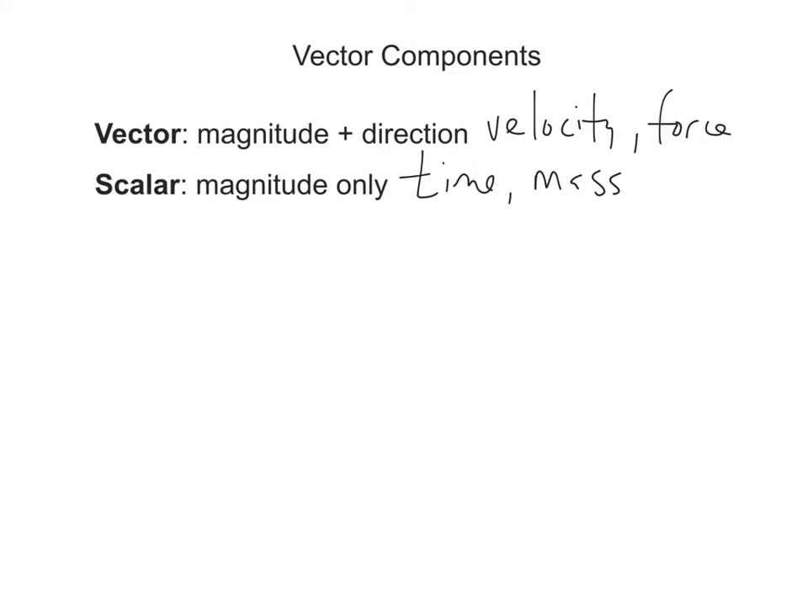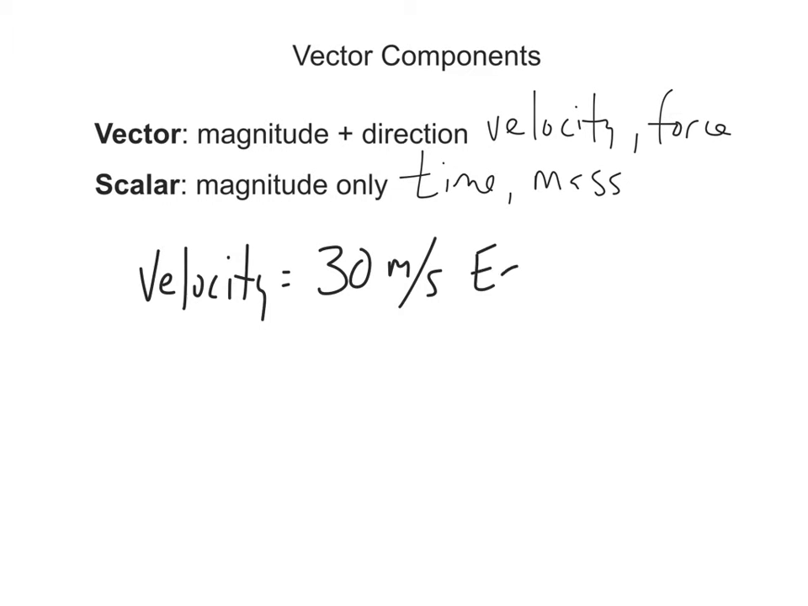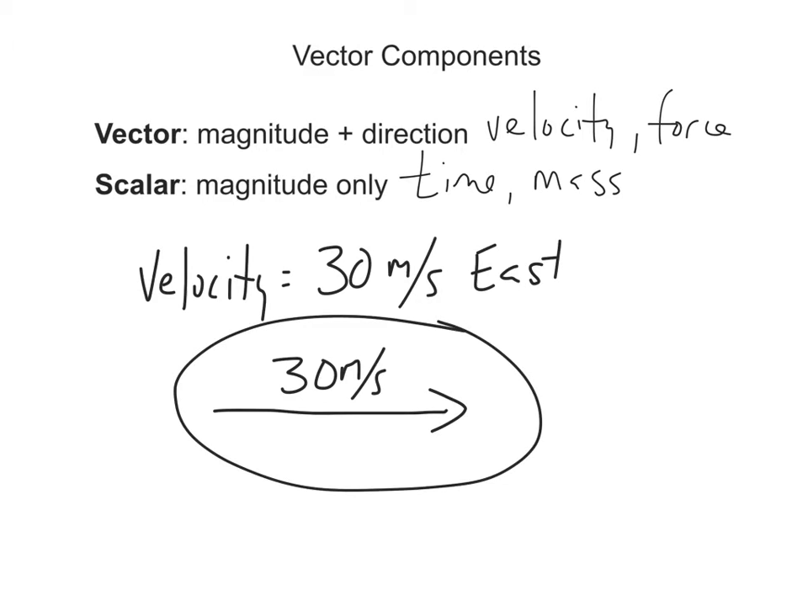So what we're going to do to represent vectors is use an arrow. Let's say, for instance, I have a velocity of 30 meters per second to the east. I'm in a car going 30 meters per second east. I'm going to represent that with an arrow pointing east and a label of 30 plus my unit, meters per second. That is a representation of everything I need for that vector. The 30 meters per second shows me the magnitude, and the arrow shows me the direction. So I get all the information without having to write all that out.